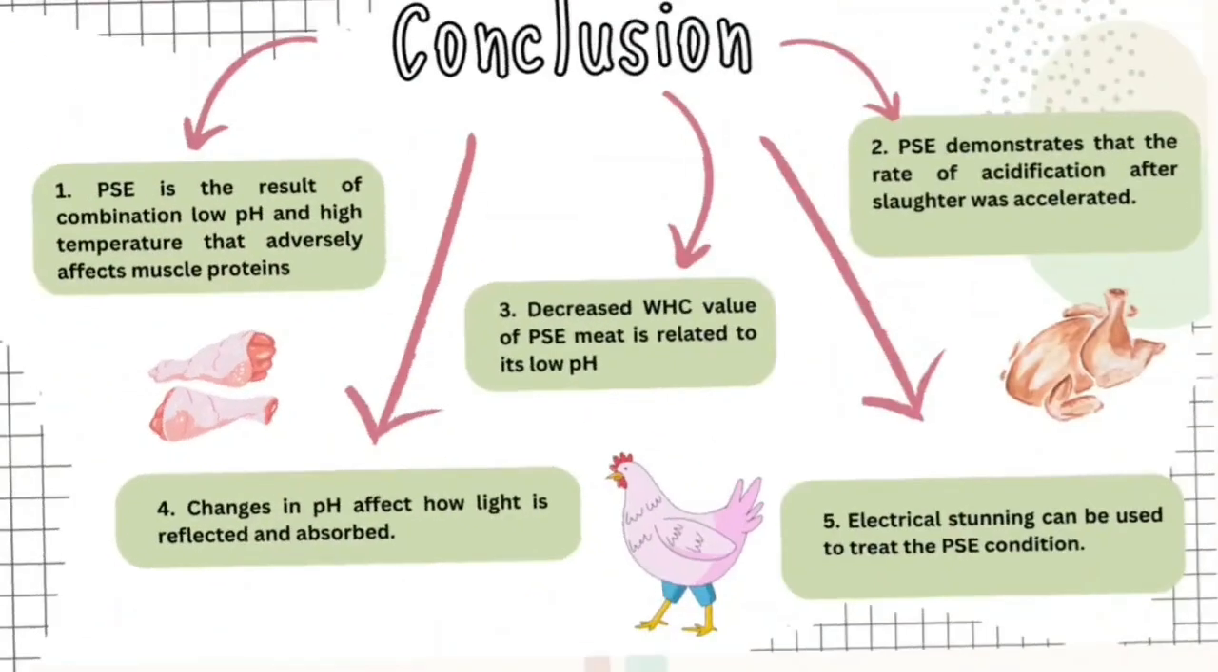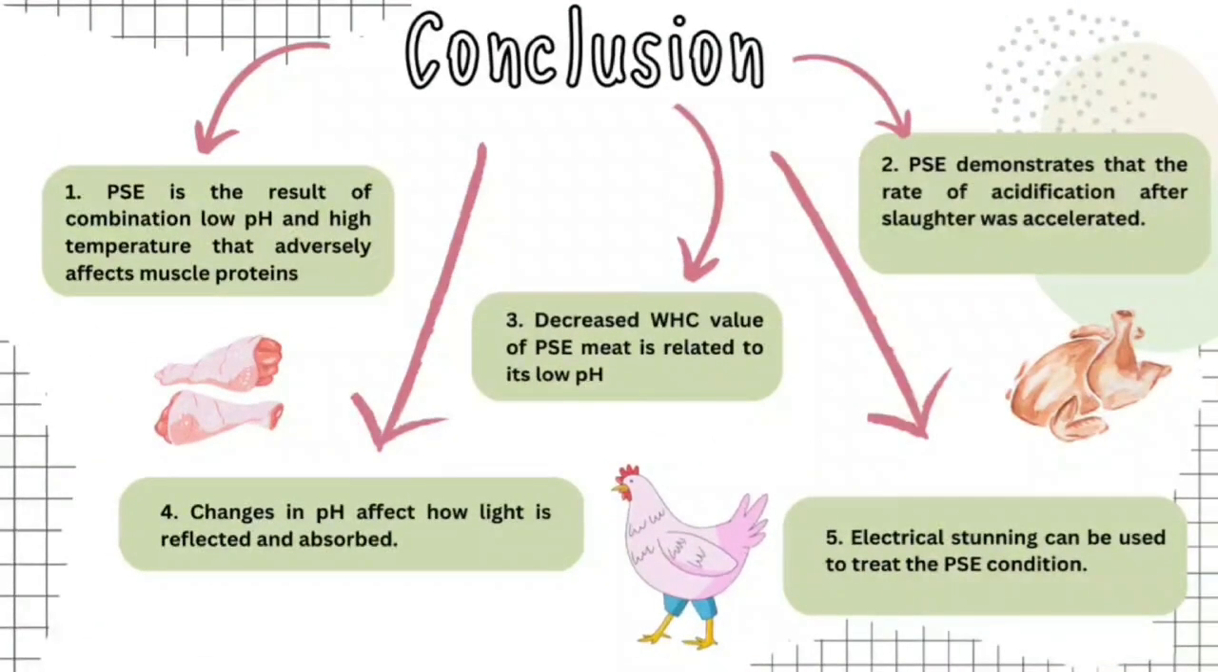As a conclusion, PSE is the result of a combination of low pH and high temperature that adversely affects muscle proteins. Secondly, PSE demonstrates that the rate of acidification after slaughter was accelerated. Thirdly, the decreased WHC value of PSE meat is related to its low pH. Fourthly, changes in pH affect how light is reflected and absorbed. And lastly, electrical stunning can be used to treat the PSE condition.